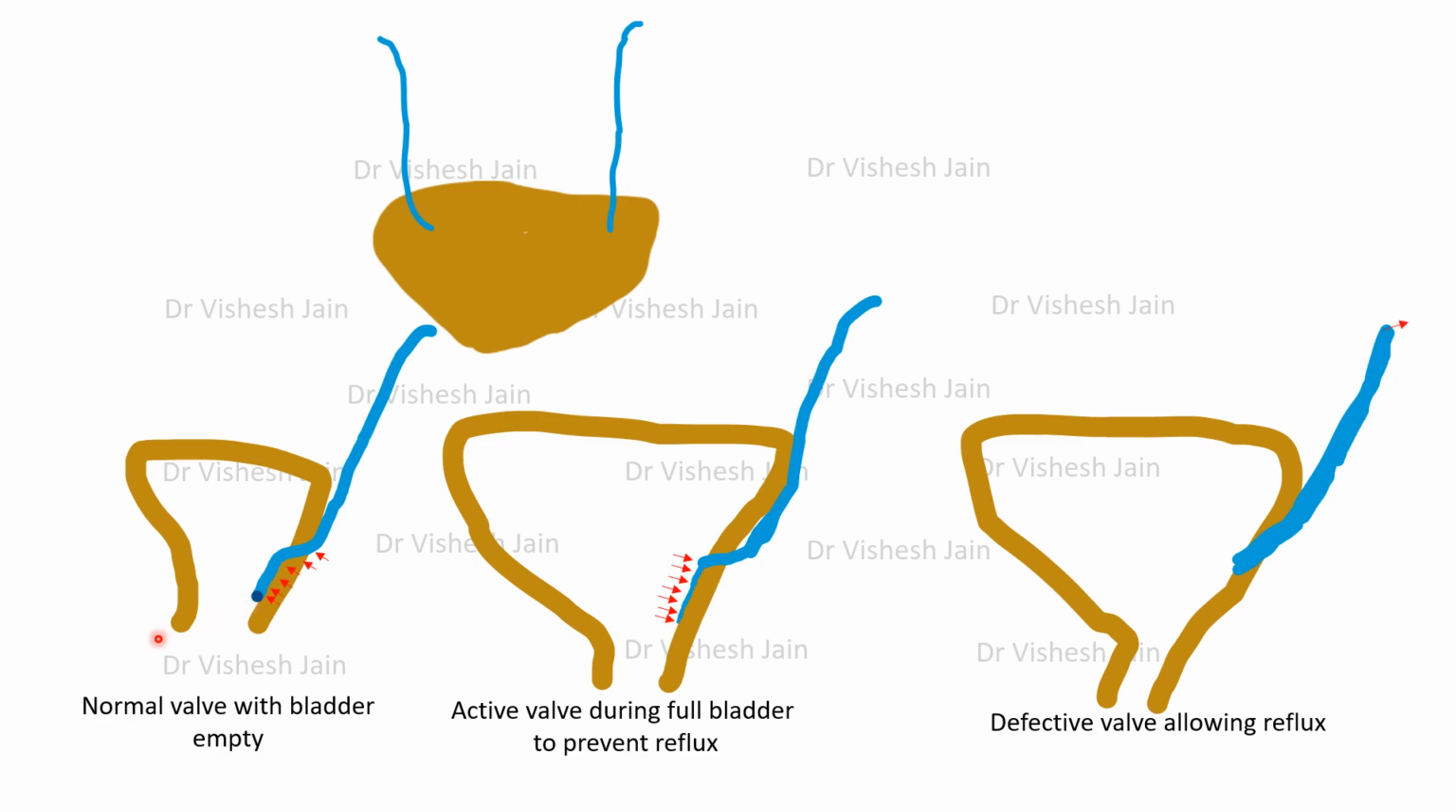So this acts like a valve-like mechanism because as the bladder distends with urine, the pressure in the bladder increases and it presses upon this tube, compressing it so that the urine cannot go back into the ureters. But once this valve is lost because the ureters open directly into the bladder, the urine can easily travel up the ureters, resulting in reflux.